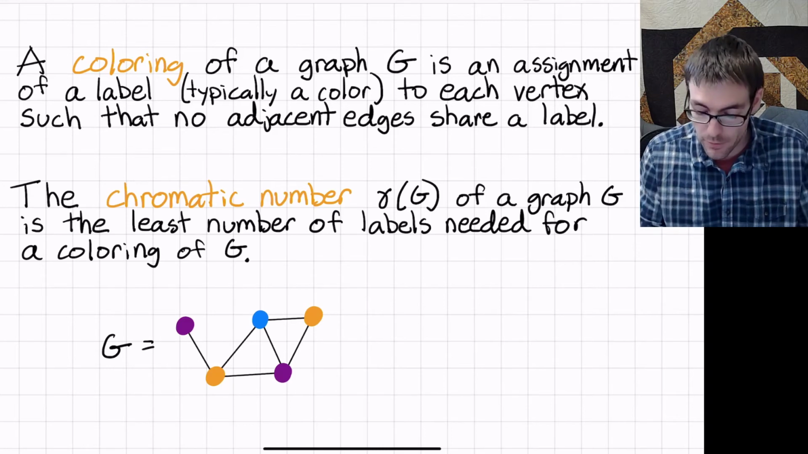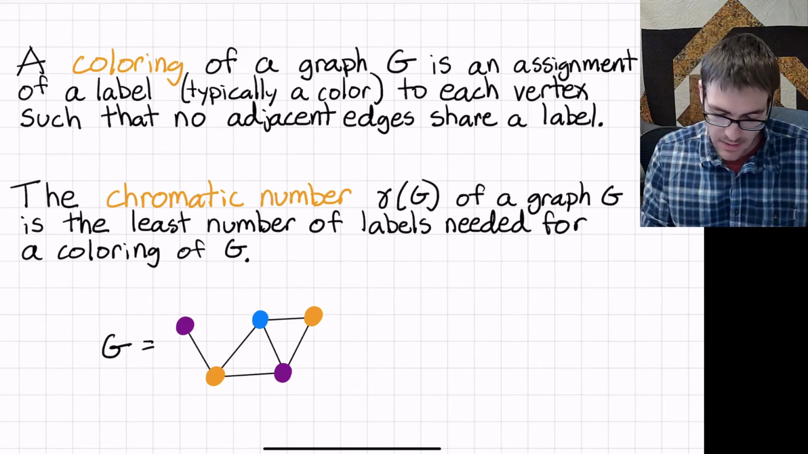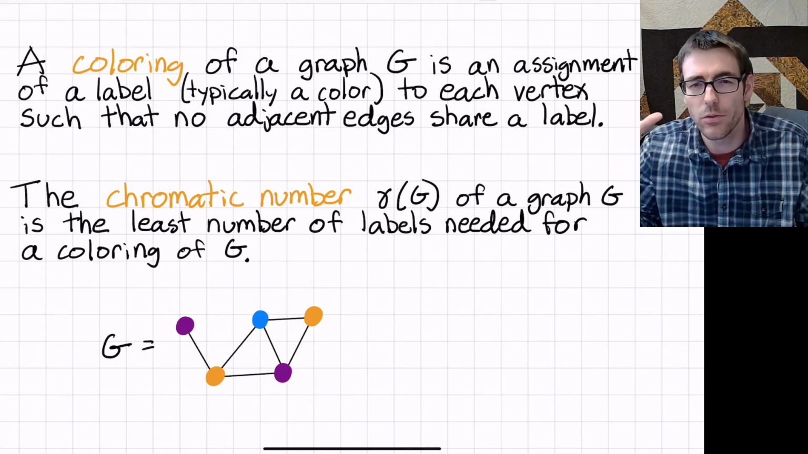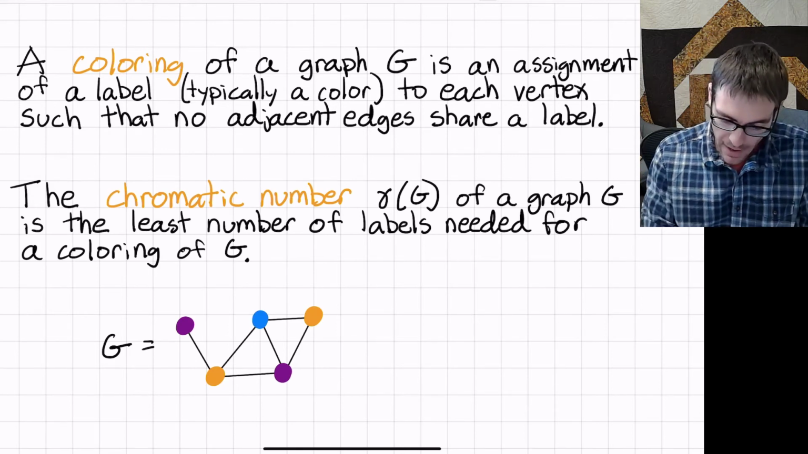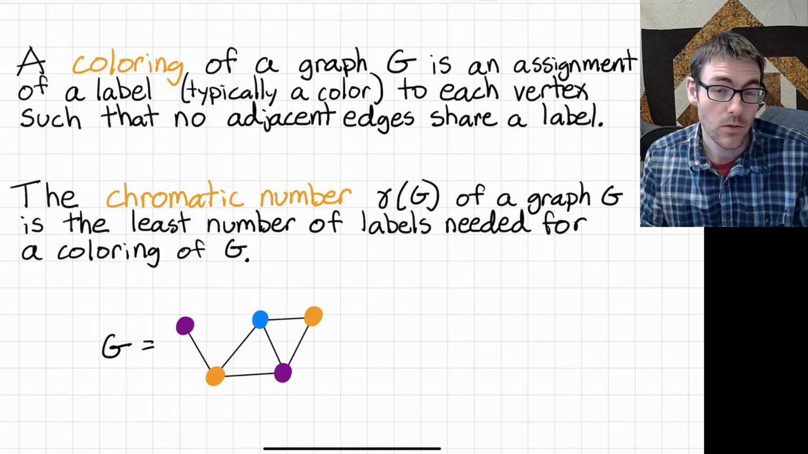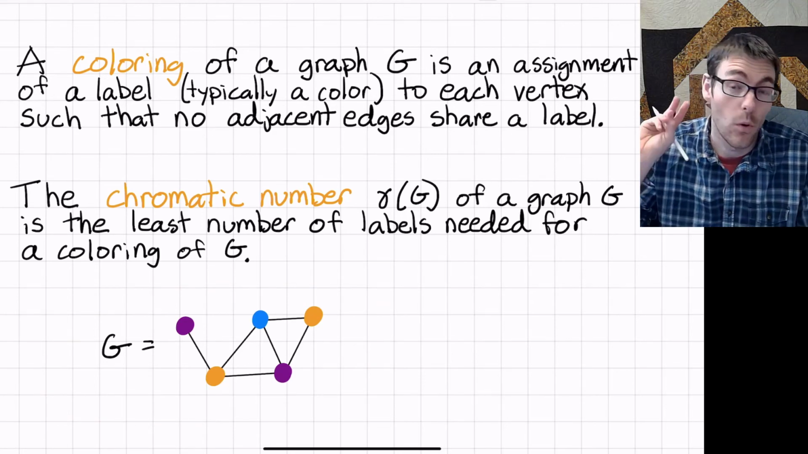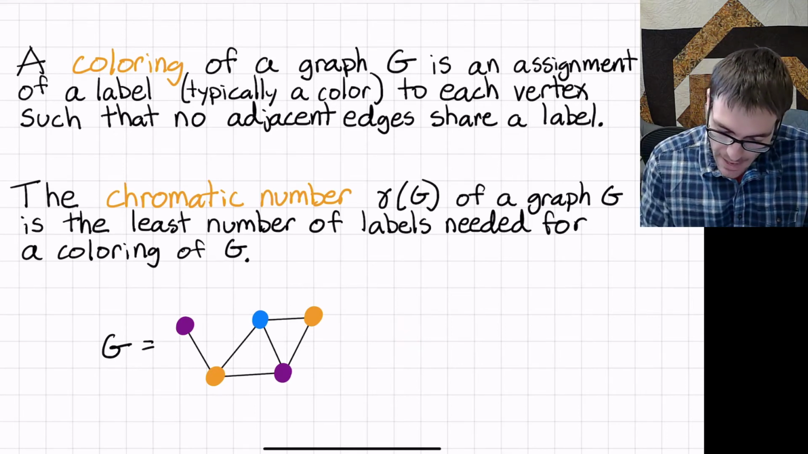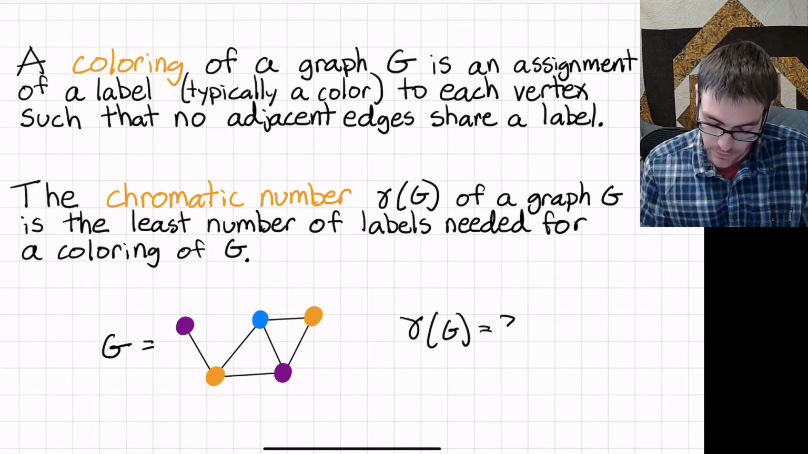And so we can use however many different colors we want, but typically what we're interested in is the chromatic number. So the goal is typically to use as few colors as possible. So here is a graph G that I've drawn using only 3 colors. If we can show that it's not possible to color this graph with only 2 colors, then we will have shown that the chromatic number, gamma of G, is equal to 3.